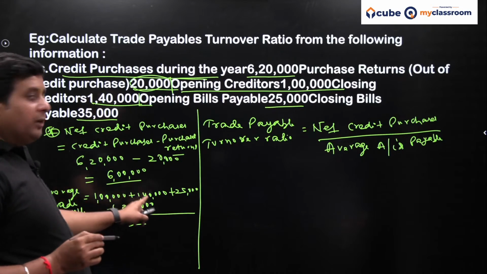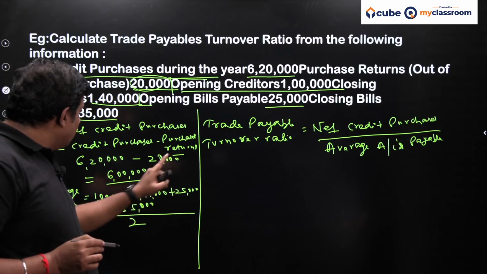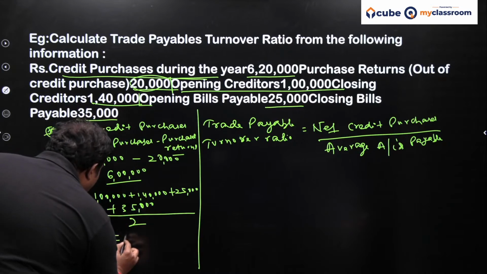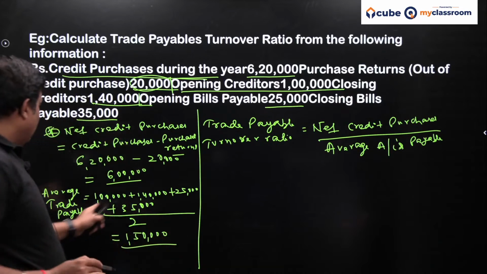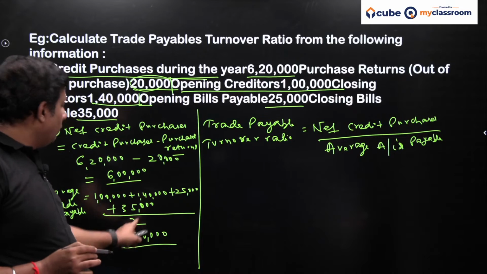So 1 lakh plus 140 will give you 240, 240 plus 25 will give you 265, plus 35 will give you 3 lakh. So simply 3 lakh divided by 2 will give you how much? 1,50,000.